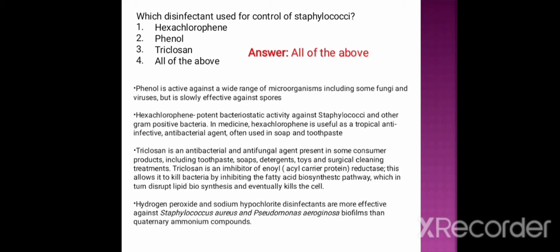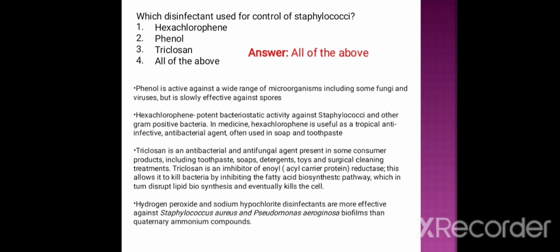Phenol is active against a wide range of microorganisms including bacteria, fungi and viruses, but it is only slowly effective against spores. Whereas hexachlorophene has potent bacteriostatic activity against staphylococci and other gram-positive bacteria. In medicine, it is useful as a topical anti-infective antibacterial agent and is often used in soap and toothpaste. Triclosan is an antibacterial and antifungal agent present in some consumer products including toothpaste, soap, detergent and surgical cleaning treatment.